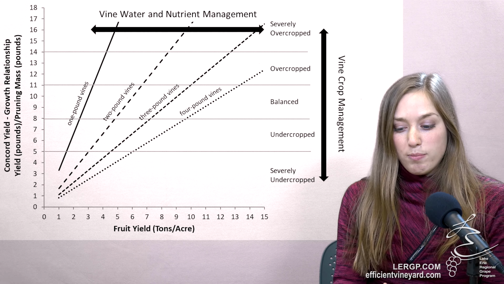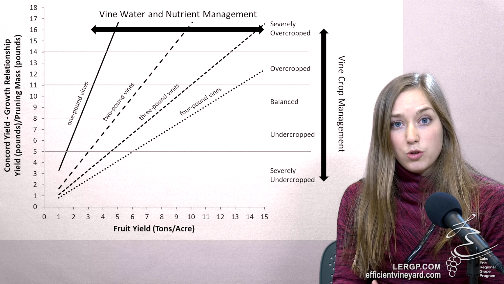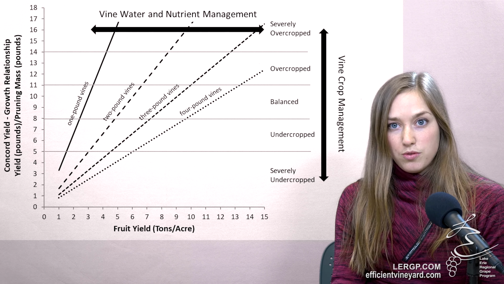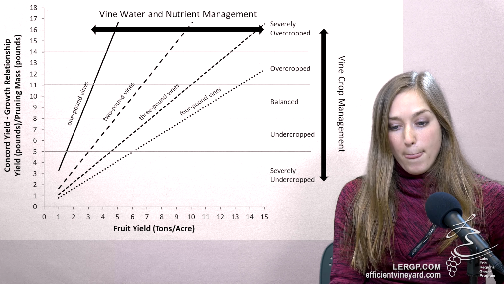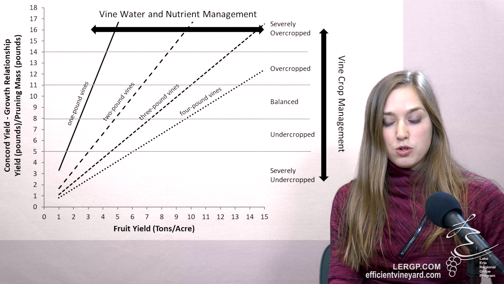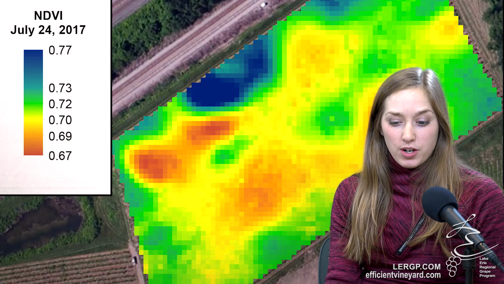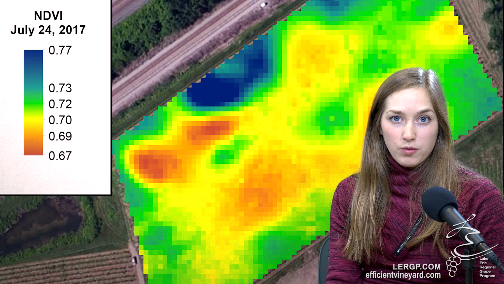So another way that crop load has been measured, and you can see that on the y-axis here, is in the growth yield relationship. So the growth yield relationship is relating pruning weight from year 1 back to yield in year 2. So you're taking the pruning weight first and the yield that followed that pruning weight. So another way you can measure crop load is in the leaf area to fruit weight ratio.